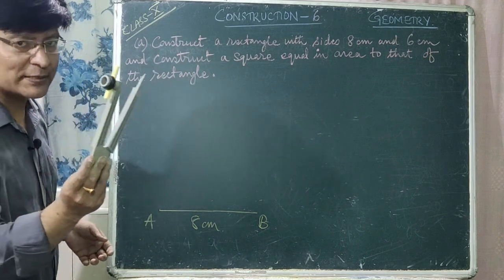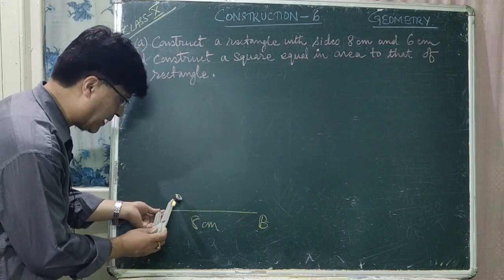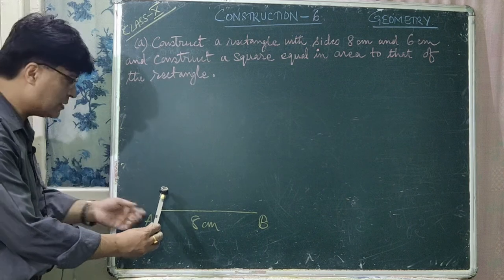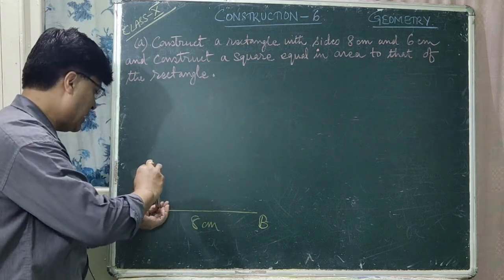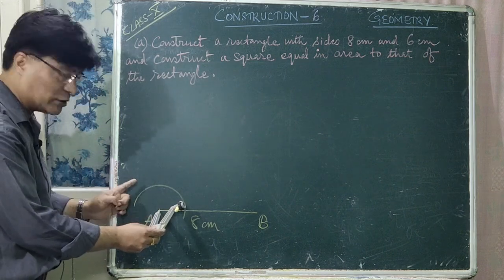Let us take the compass. You take any arc. Keep the pointed needle at the point A, right? At the point A, you have to keep the pointed needle, right? Draw an arc. Any arc is drawn out here. Is that clear? Now don't change this arc.